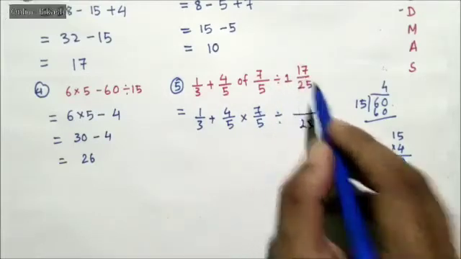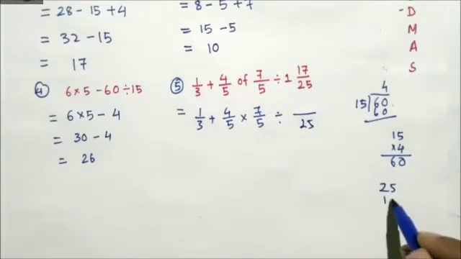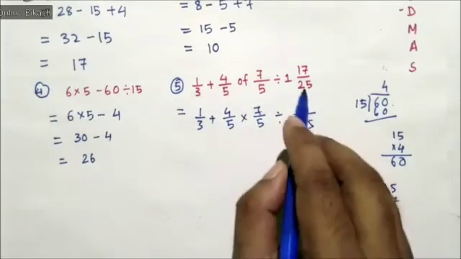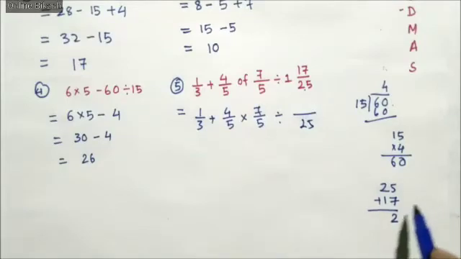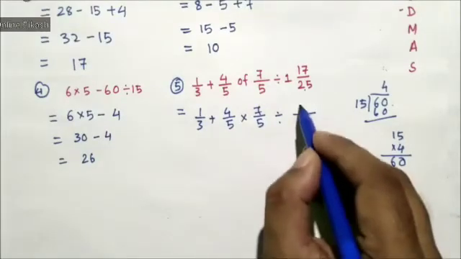25. 25 ones are 25. 25 plus 17 is what? 25 plus 17: 7 plus 5 is 12, 2 carry 1, 2 plus 1 is 3, so 42, right?